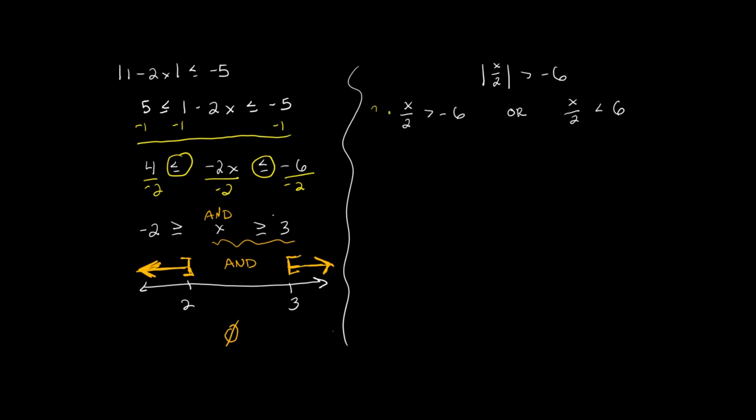So when we solve, I'm multiplying both sides by 2. And I'm doing that for both of these. So I get x is greater than -12 or x is less than 12. Now the or means you're looking for anything that works.